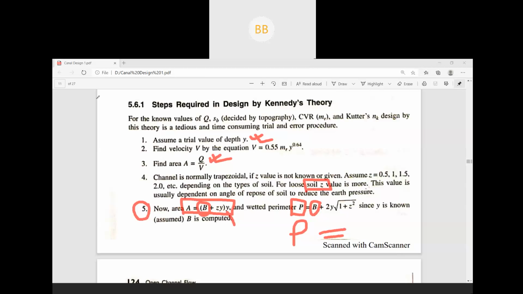Then we move on to the next step. Okay, step number 6. In step number 5, you have calculated the wetted perimeter of that particular trapezoidal section. Then from the area equation, you have calculated the bottom width of the channel, and using that wetted perimeter equation of a trapezoidal channel, you are going to calculate the wetted perimeter.